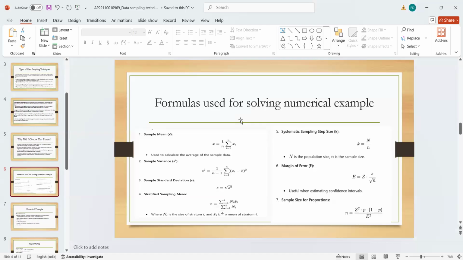Systematic sampling interval k equal to capital N by small n. Capital N is the population size. Small n is the sample size. Margin of error equal to z into s by root n. Sample size for proportions, n equal to z square into p into 1 minus p by e square.